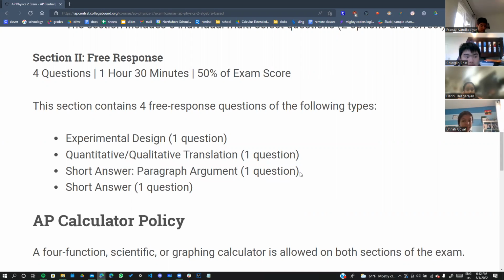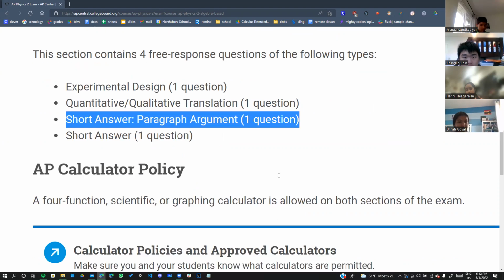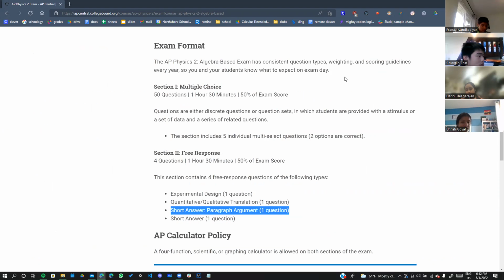So this is going to be the most lengthy one, and you have to come up with a claim, evidence, and reasoning, like you do in AP World or AP Lang, for example. But you'll be using physics concepts instead. So that is the short answer paragraph argument. We've gone through all the different types of free response questions over here. I think that's the exam format. So let's just go on to, what is it? The CED.